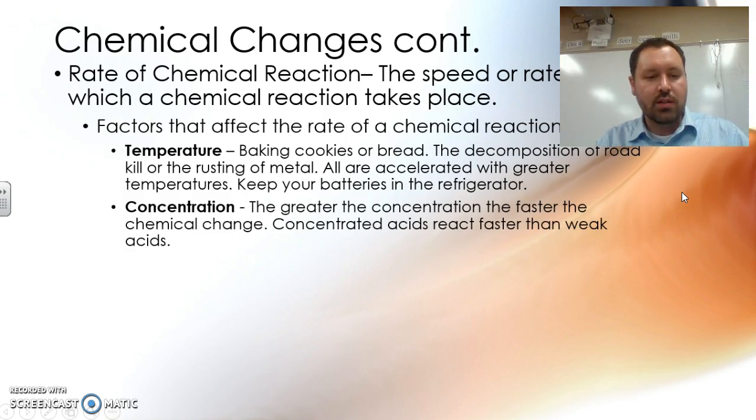Another thing that changes the rate at which a chemical reaction occurs is the concentration. The greater the concentration, the faster the chemical change. Concentrated acids react faster than weak acids.